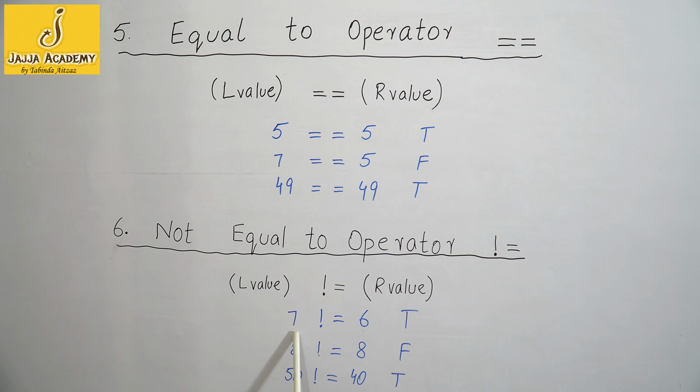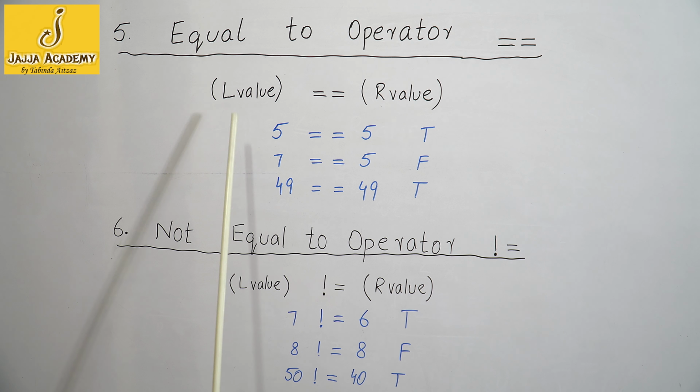For example, 7 is not equal to 6. As 7 is really not equal to 6, the not equal to operator will return true. In the second example, 8 is not equal to 8. As both sides are equal, it will return false. In the third example, 50 is not equal to 40. As 50 is not equal to 40, it is true, so it will produce a true result.